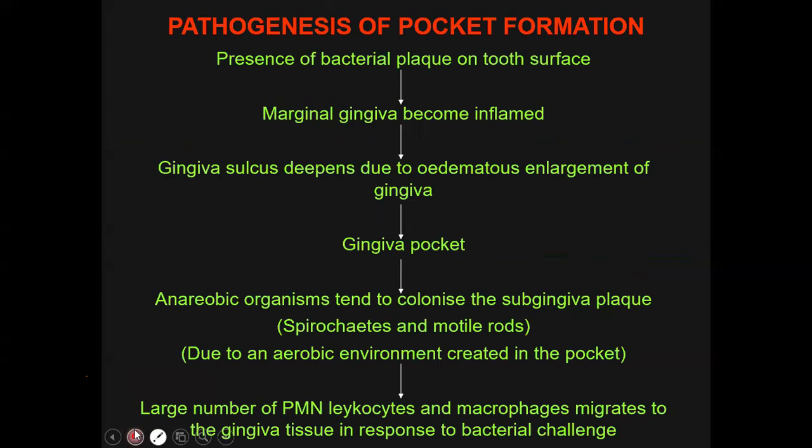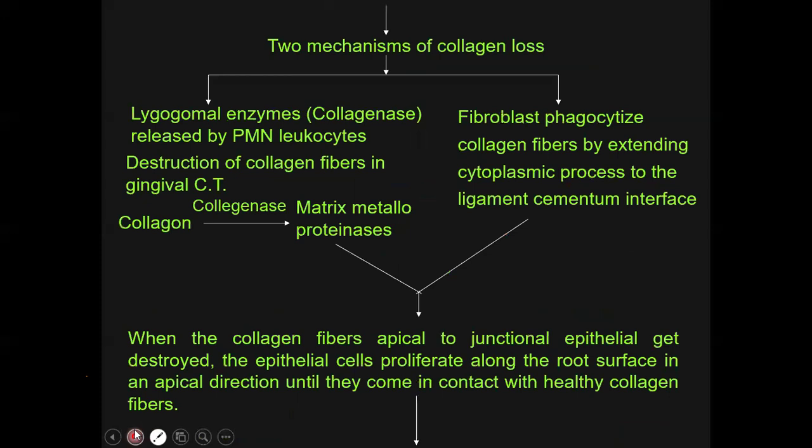Now, anaerobic microorganisms tend to colonize the subgingival plaque, mostly spirochetes and motile rods, due to an anaerobic environment created in the pocket. Now, a large number of PMN, polymorphonuclear leukocytes, and macrophages migrate to the gingival tissue in response to this bacterial challenge. What is the mechanism of collagen loss?